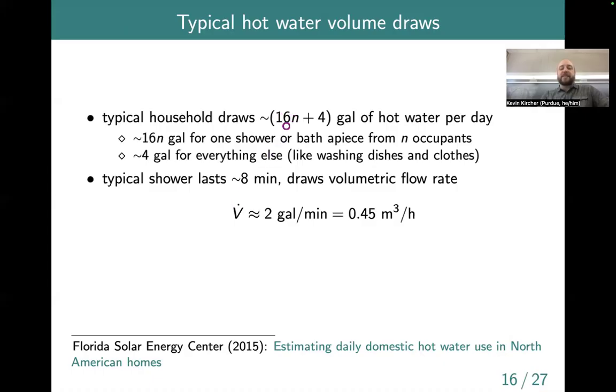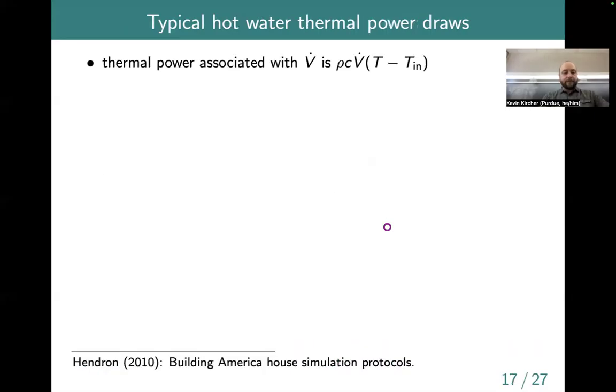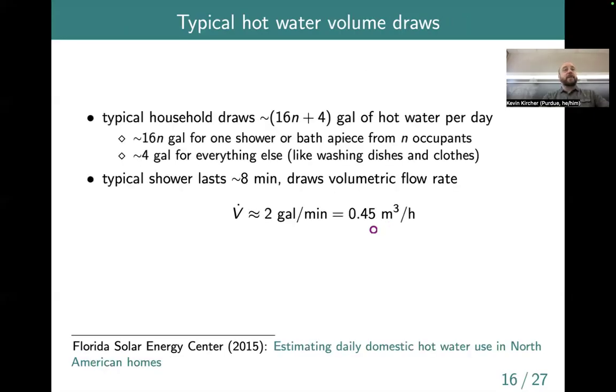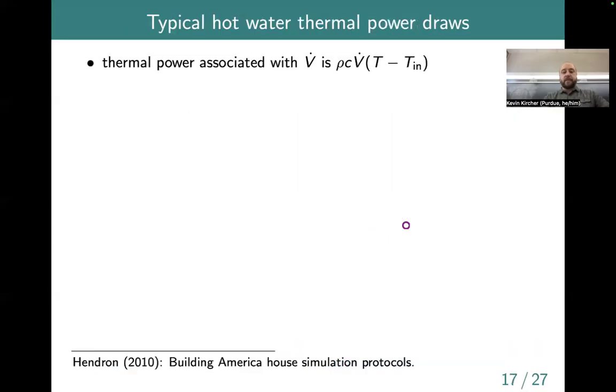This gives you an idea. If you look at roughly 16 gallons and a typical shower lasts maybe 8 to 12 minutes, this tells you the volumetric flow rate of water is about 2 gallons a minute for a shower, or in cubic meters, about this number. Just as a benchmark, if you're running a simulation and you want a sanity check.